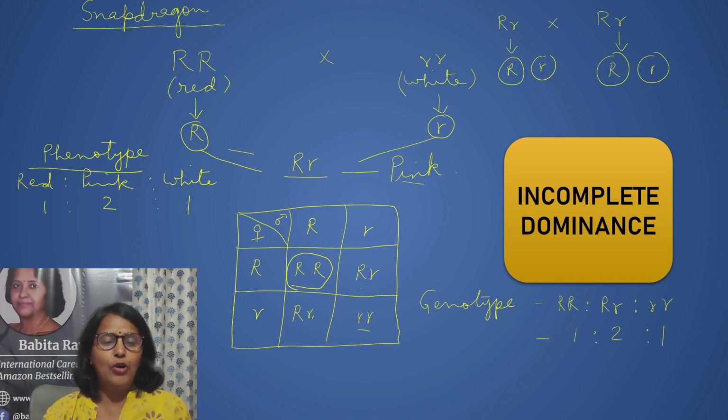In Mirabilis jalapa also, if instead of snapdragon it is written Mirabilis jalapa, there also you will write the same thing. A capital R which is red in color is crossed with small r which is white in color. Because both of them are homozygous genes, they produce a single type of gamete. When they combine, capital R and small r is formed, and the flowers we get are pink in color. So, similar explanation for Mirabilis jalapa also. But what you have to remember here is both the phenotypic ratio and genotypic ratio is same, that is 1:2:1.